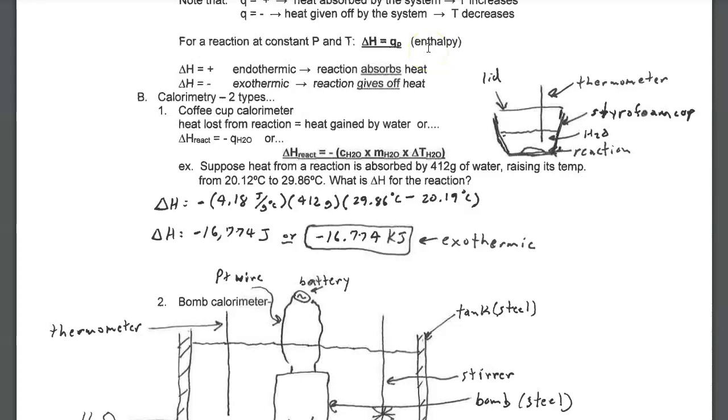So delta H is the amount of heat given off. Q is the amount of heat given off. But delta H is a special Q. It's the amount of heat given off at constant pressure, which is a very common situation. So you can kind of think of them both as the amount of heat either taken in or given off. When delta H is positive, then we say that's an endothermic reaction.